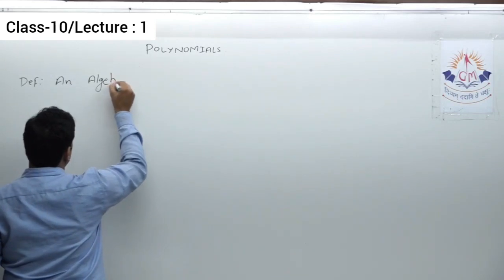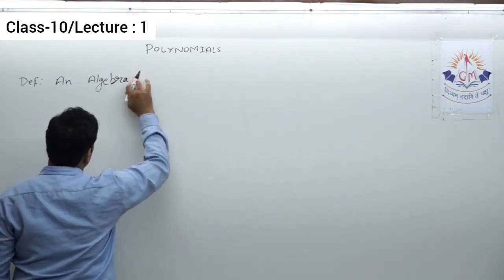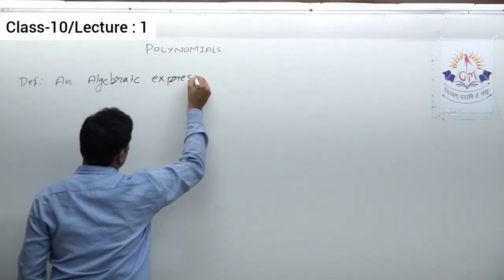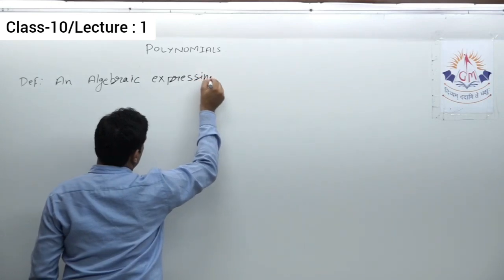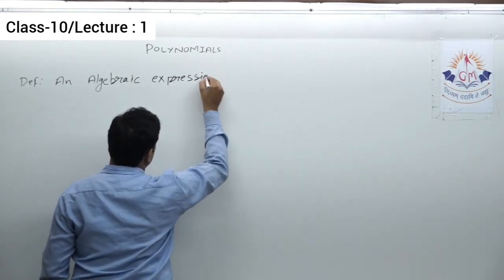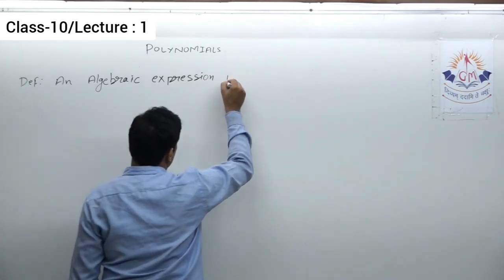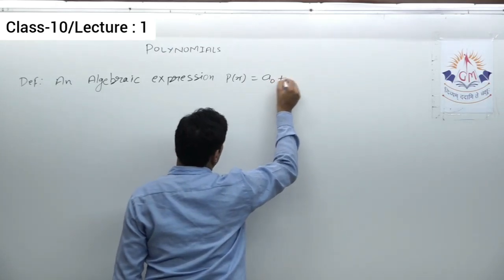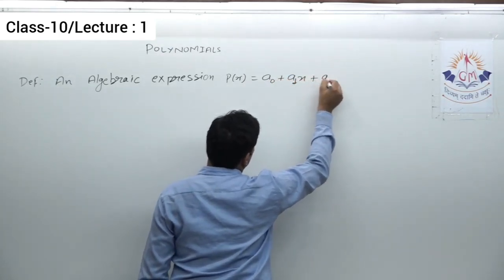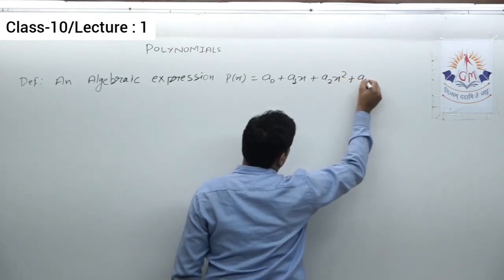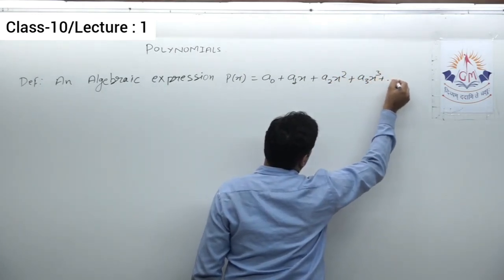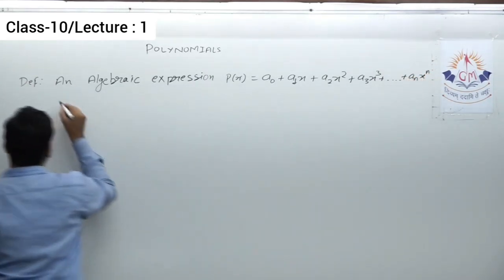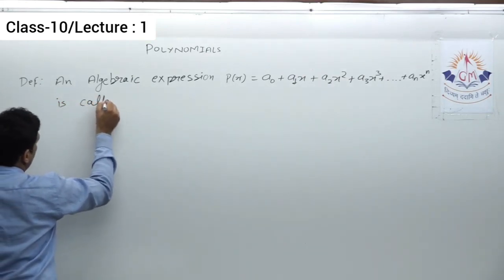So an algebraic expression P(x) equals a0 plus a1x plus a2x square plus a3x cube plus dot dot dot plus an x raised to n is called a polynomial.